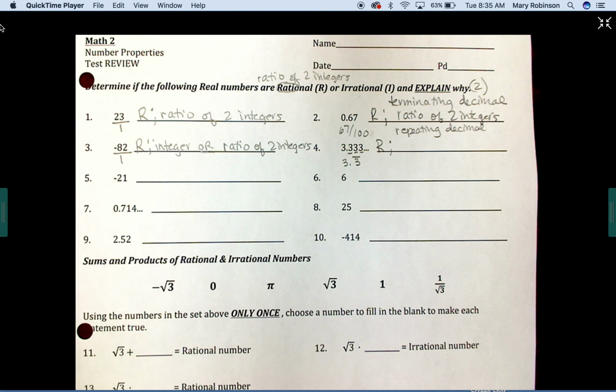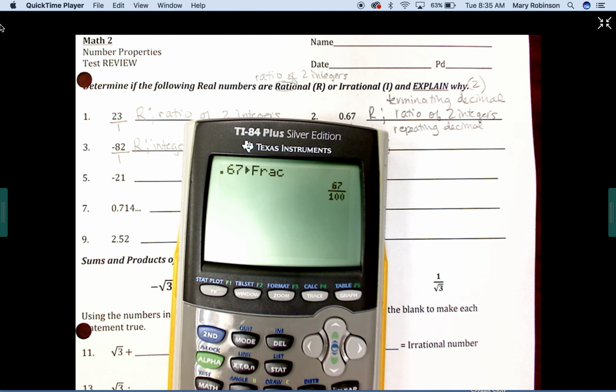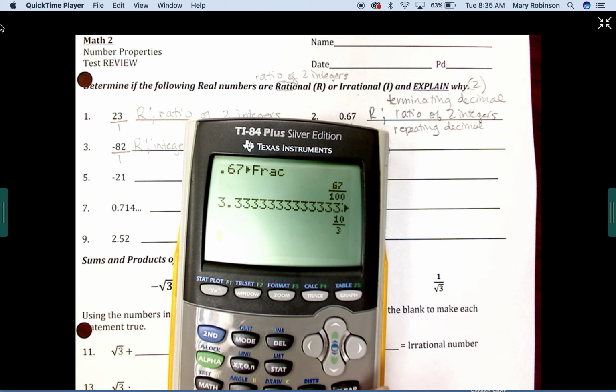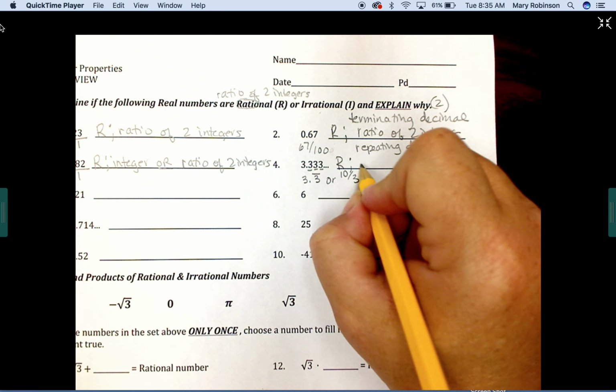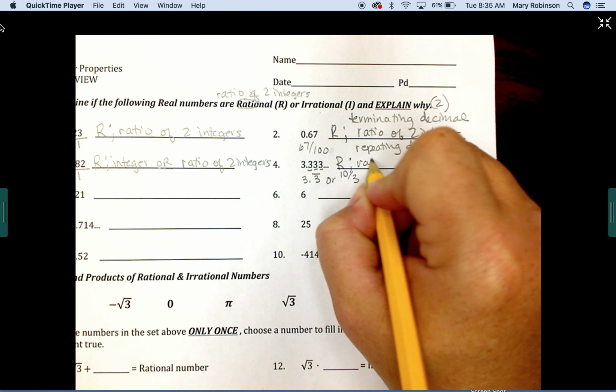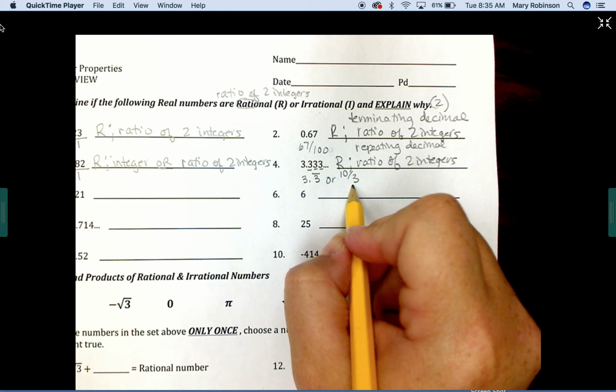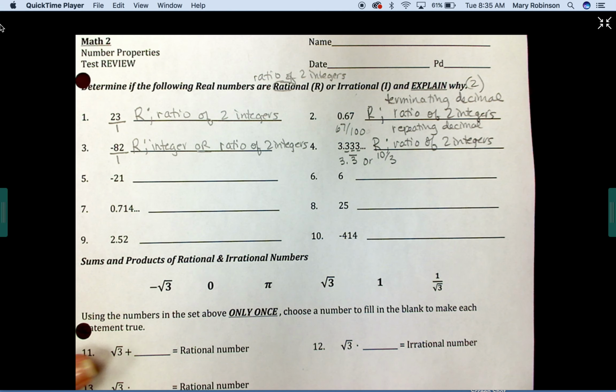Or if we were to try to turn this into a ratio of 2 integers, we could type in 3.3 with the 3 going all the way across the screen, hit math, enter, enter, and we get the fraction 10 thirds. So 10 thirds is a ratio of 2 integers. If you're going to say ratio of 2 integers, make sure you show what fraction that is.